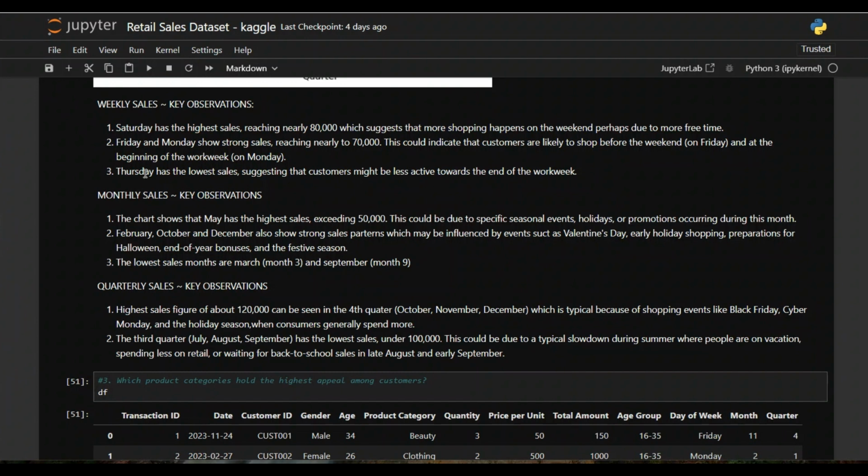And then for monthly sales, we've seen that May shows the highest, which is due to maybe holiday promotions and all that during the summertime. Then February, October, and December also show strong sales, perhaps because of Valentine, maybe early shopping, preparation for Halloween, end of year bonuses, and the festive seasons.